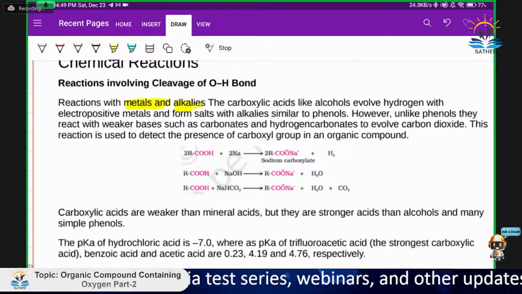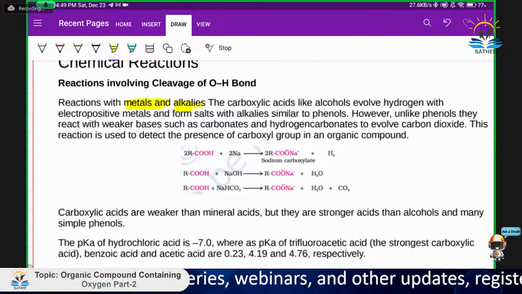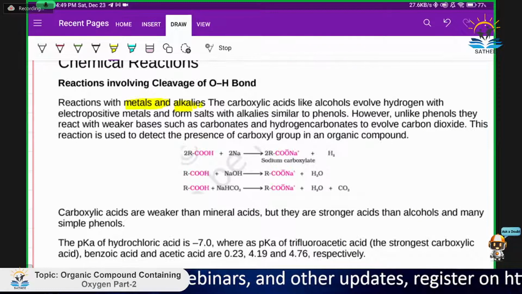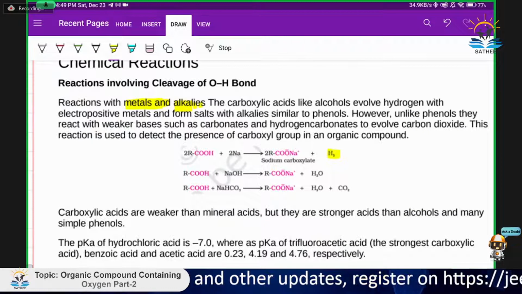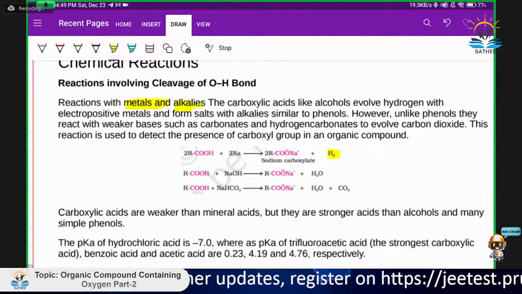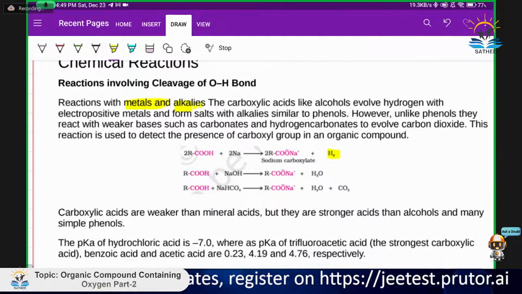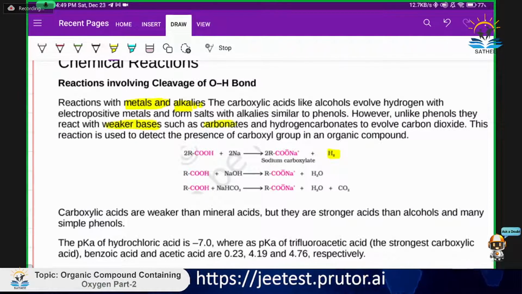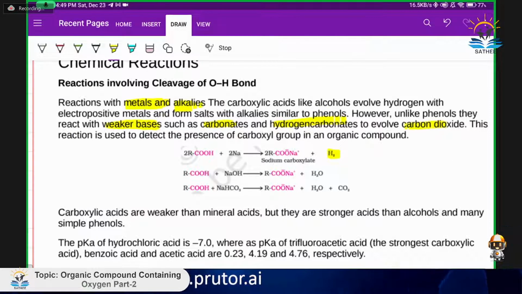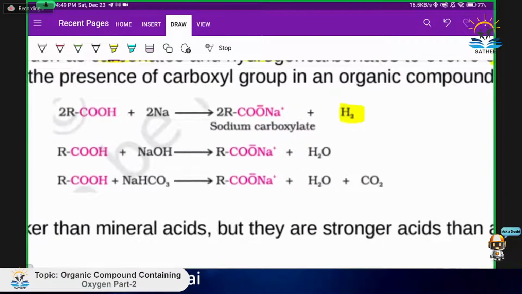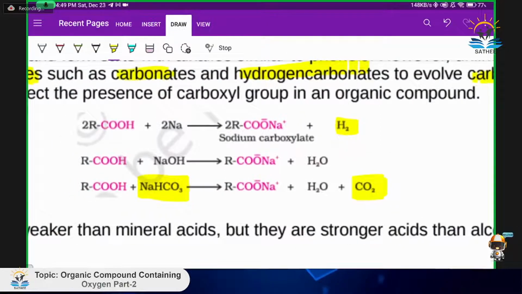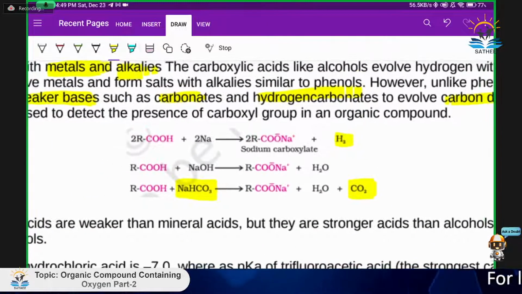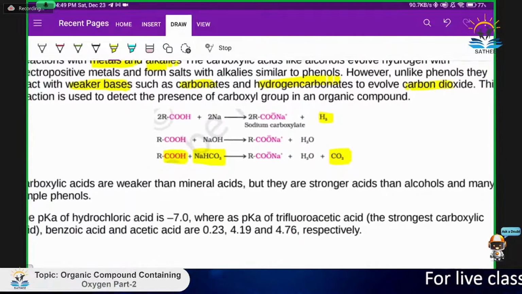So we have already learned the acidic nature of alcohols; thereby reacting with metals, we evolve hydrogen gas there. However, unlike phenols, they react with weaker bases. So they also react with weaker bases such as carbonates and hydrogen carbonates to evolve carbon dioxide. This is a test used for detection of the carboxylic acid group in an organic compound.